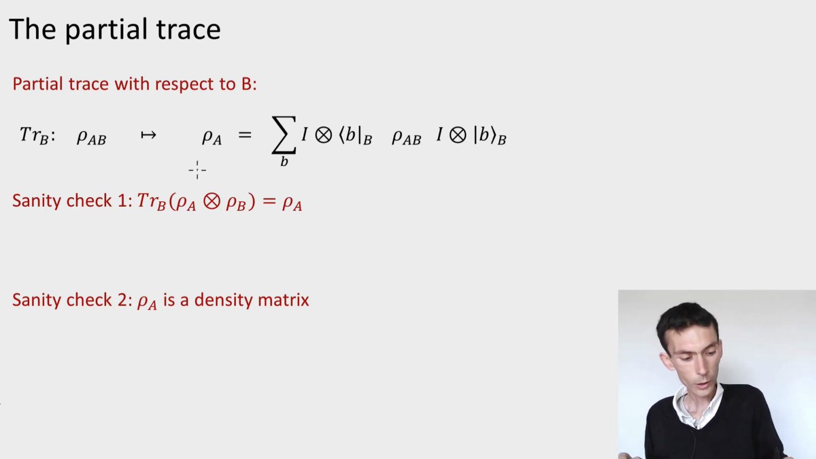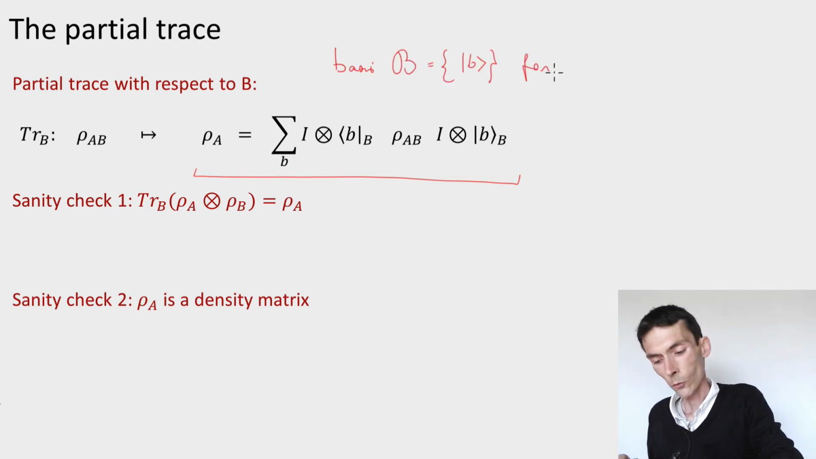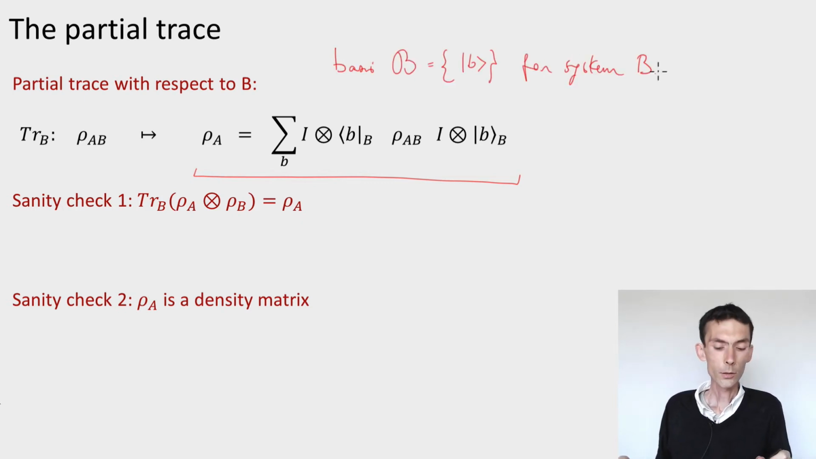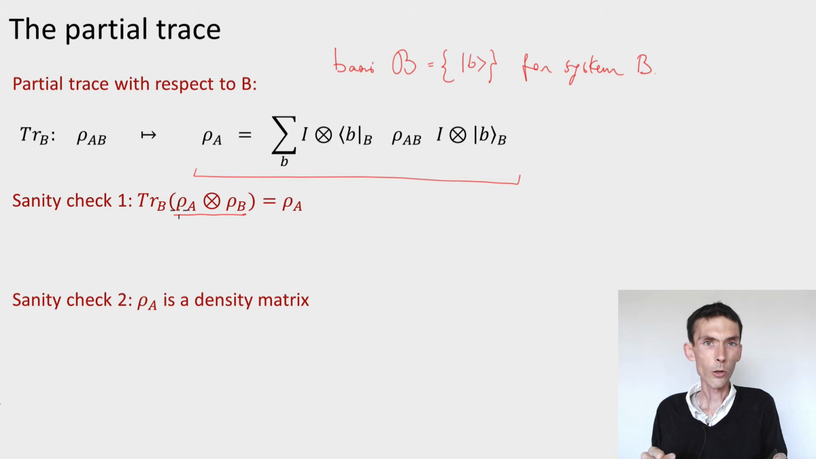So I just copied for you here the formula that we obtained on the previous slide, and this was obtained by choosing any basis B for system B. Now we have a candidate definition. Let's see that it makes sense. So let's do a few sanity checks and play around with this. One thing of a new definition that we always want is that it works in simple cases. So there's cases where we know what the answer should be. For instance, if the density matrix ρ_AB is a tensor product of two density matrices, ρ_A and ρ_B, then for sure I want my reduced density on A to be equal to ρ_A. Is this the case with the definition that I've given you?